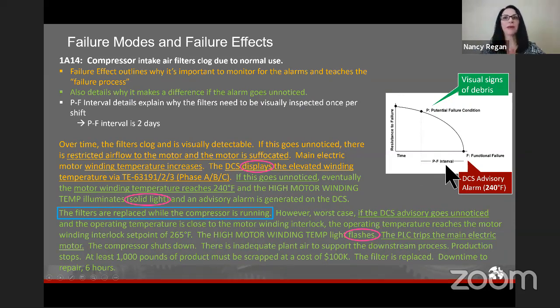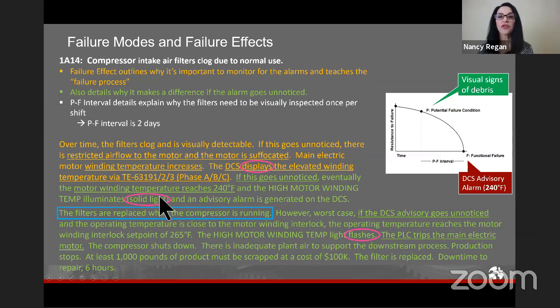Now, let's step back for a second, because this is why it's so important that, number one, you know the right questions to ask your equipment experts, and number two, that you ask them. Because failure is subjective. We could have a whole bunch of different failures here. Here, this is just when the DCS advisory alarm comes on, because I know that when that advisory comes on, there's a solid light.